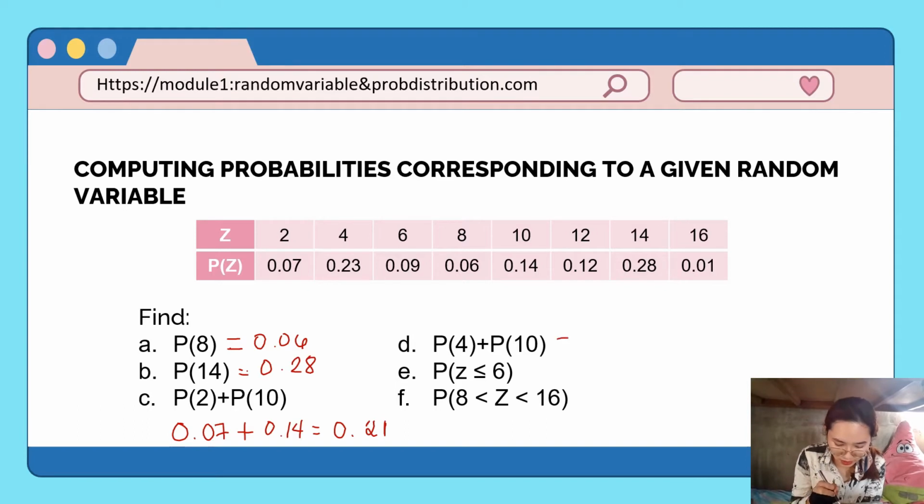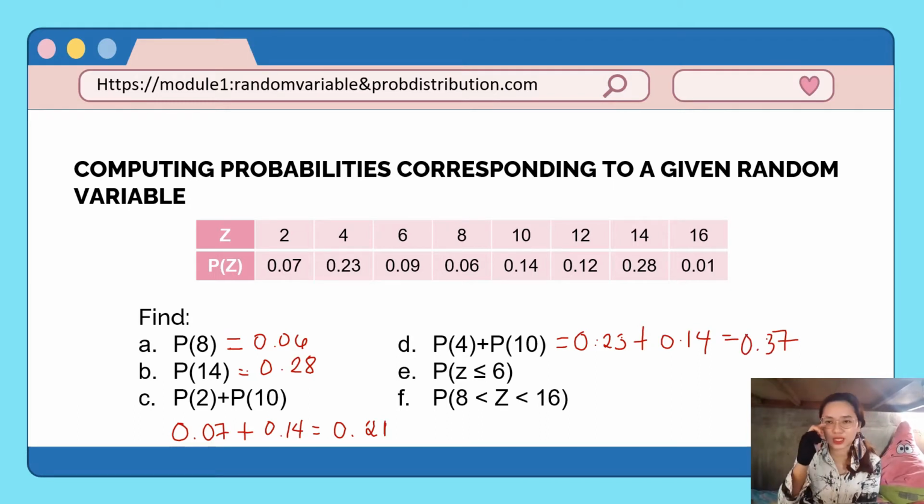So, 0.21 yung probability ng pinagsamang 2 at 10. Okay? Next, yung letter D naman natin, we are looking for the sum ulit ng probability ng 4 at ng 10. So, 0.23 at 0.14. So, pag-add lang natin, 0.23 plus 0.14. So, that is equal to, pag-add lang natin, 4 plus 3 is 7, 1 plus 2 is 3, 0.37.